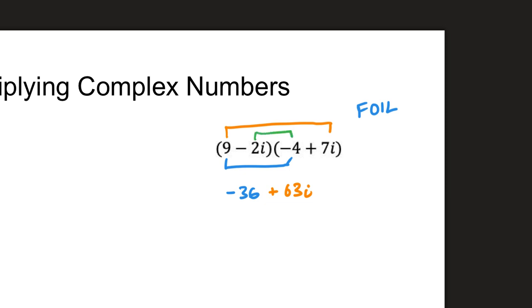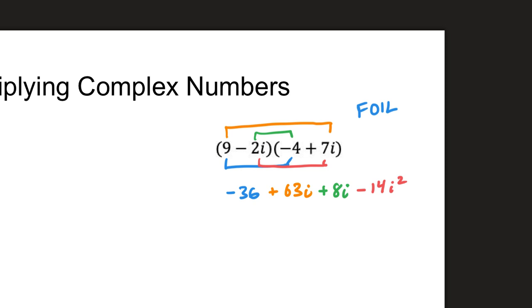Insides, negative 2i times negative 4 is positive 8i. And finally, lasts, negative 2i times 7i, which is negative 14i squared.